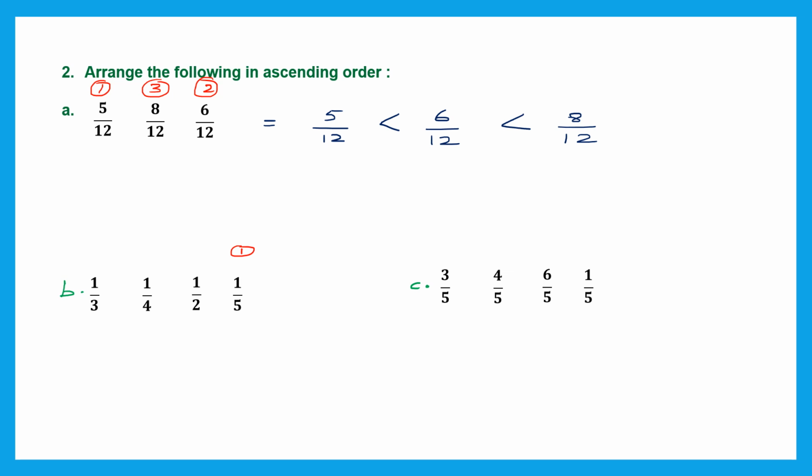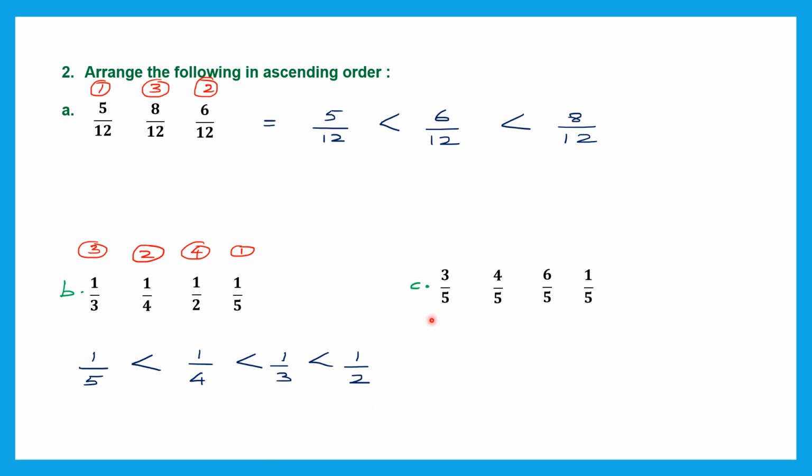Then the next biggest is 4. That should come second. Then we have 3 and then we have 2. So that should come fourth. So let's write down in this order. So what do we have? 1 by 5 is less than 1 by 4. That is less than 1 by 3, which is less than 1 by 2. So we've got the answer for this.